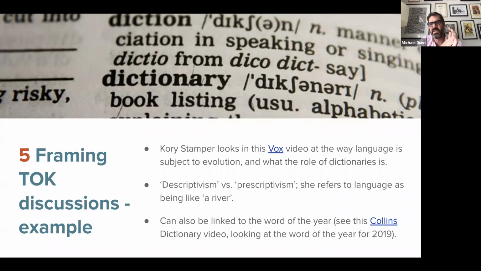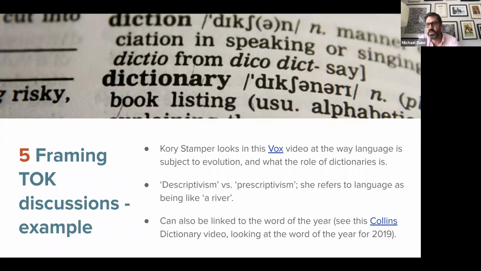So in TOK, we would explore these two aspects of language and ask which one gives us a better understanding of language, which one should we follow. Often we have institutions that are set up to be prescriptivist, to, as they would put it, protect language. Why might they exist? Why might they be funded by governments? This kind of thing would lead on to some great discussions.